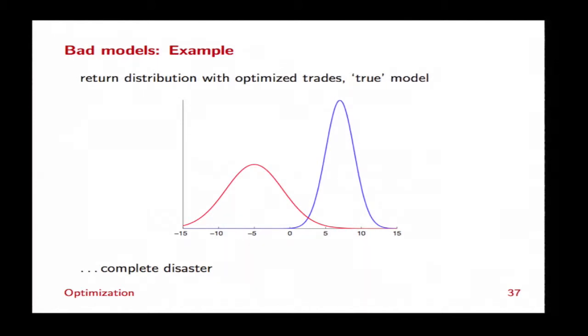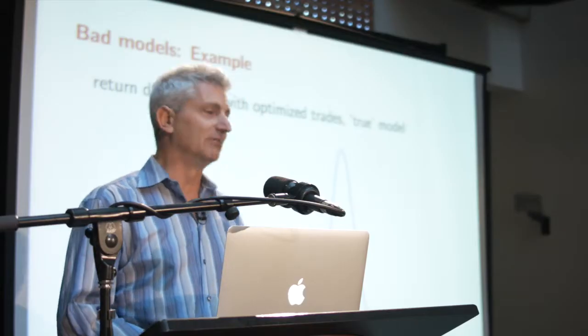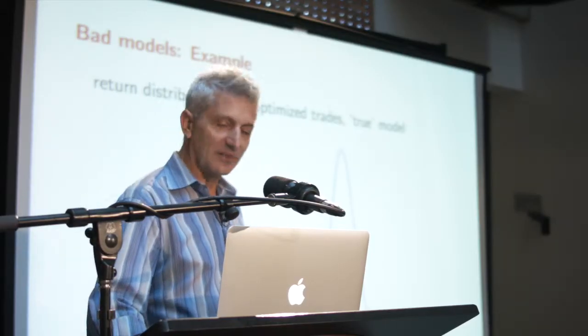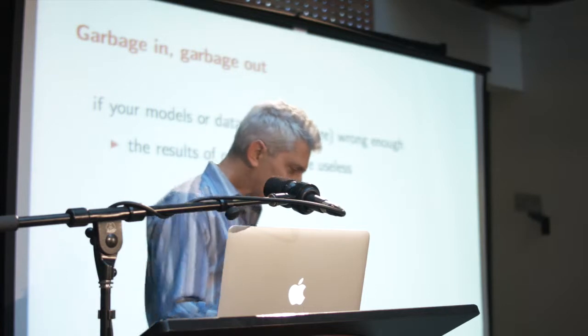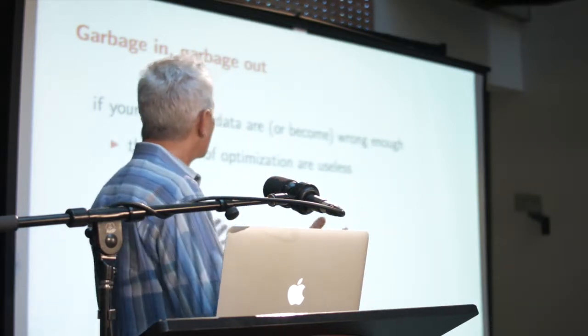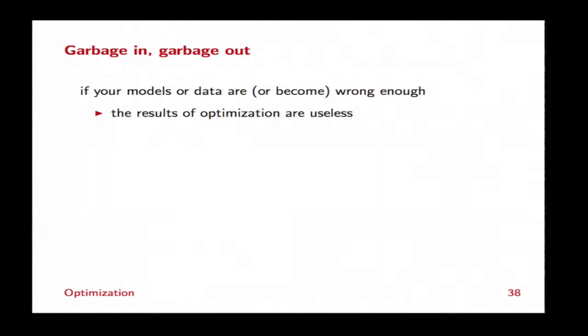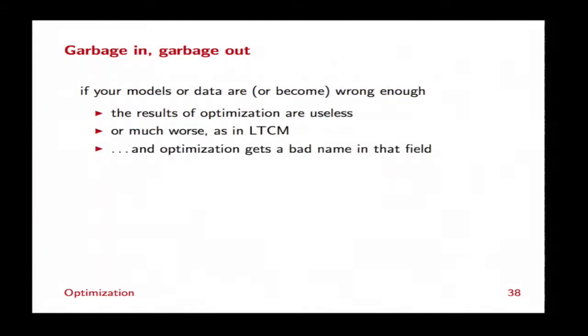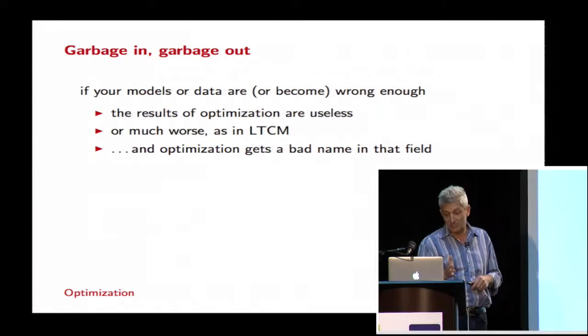And this does happen. Here's 0, and this says that the probability of a loss is like 85%. In fact, the most common thing is you just did a bunch of optimization, optimized a portfolio, executed the trades, and the results are not good. It's a disaster. So this is roughly how it works. Of course, this is just garbage in, garbage out. That's the point. If your models or data are or become wrong, then the results are useless, and typically it can be much worse than useless.